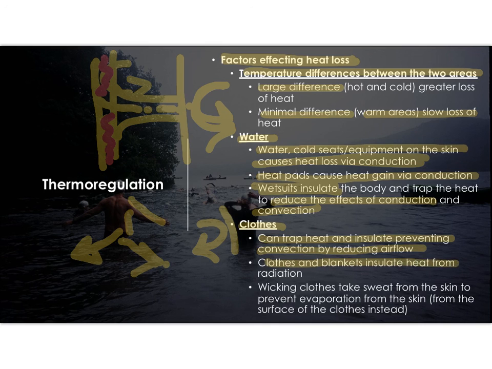Clothes and blankets insulate the heat by radiation. That's these red marks that I've put there. That's radiation when the heat comes from the skin there. But this time we're trapping it with clothes or a blanket. And this one I've mentioned, the wicking clothes take the sweat away from the skin. So this is your sweat coming out here, and then prevents evaporation from the skin, which means that you don't get that cooling effect. Hope that makes sense.